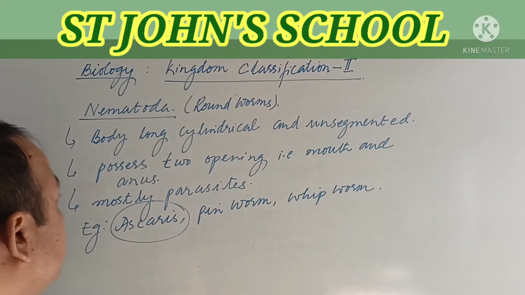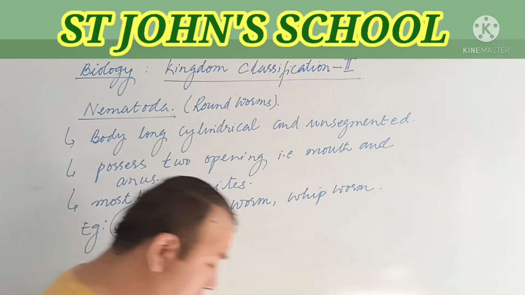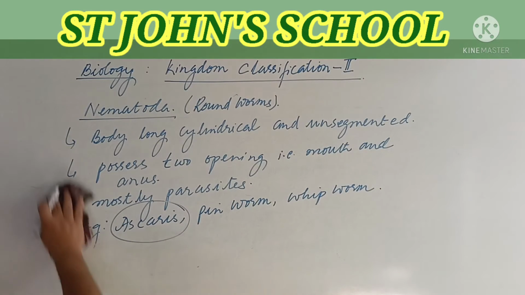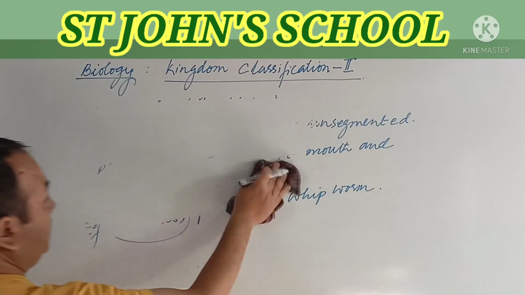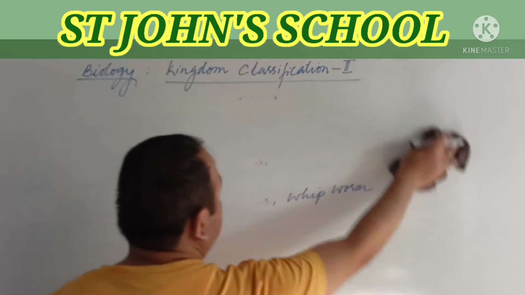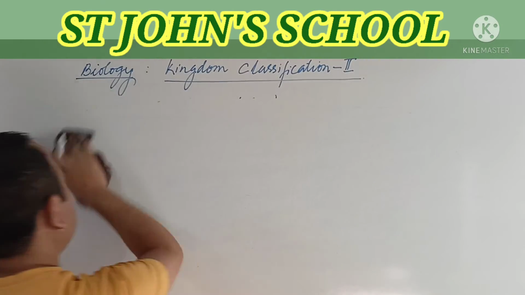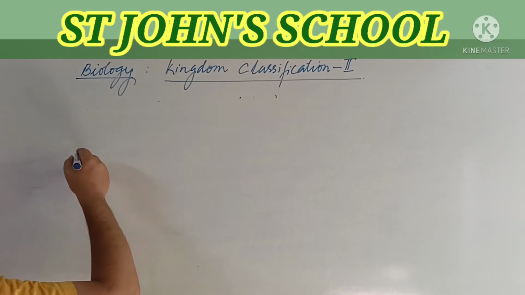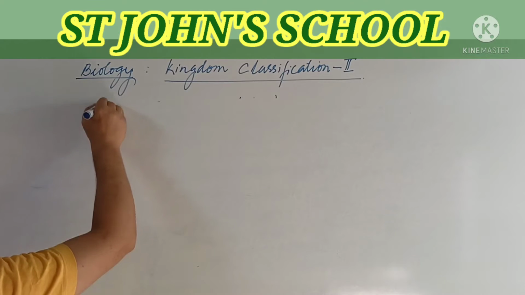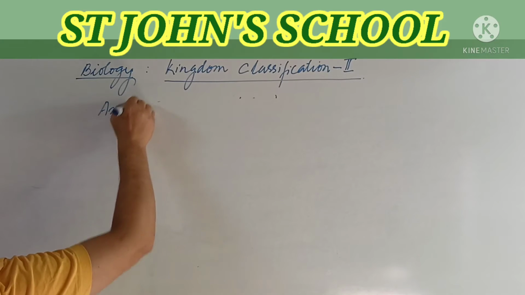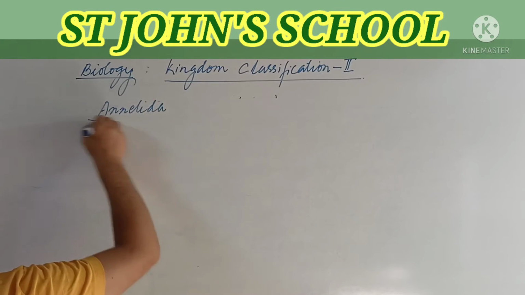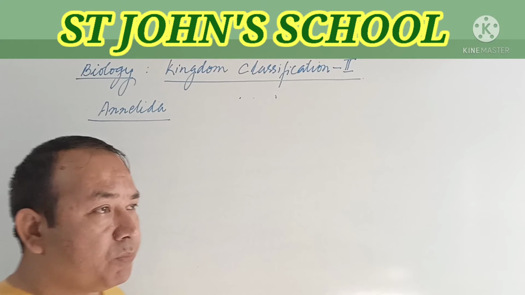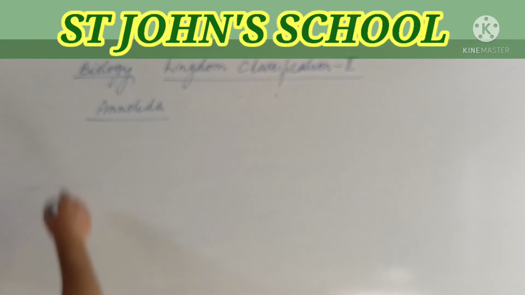Now after Nematoda comes the next phylum, Annelida, to which earthworm and leeches usually belong. Whenever we need to write about the identifying features of Annelida, we need to think about the earthworm. Everybody might have seen the earthworm. Earthworm and leeches.